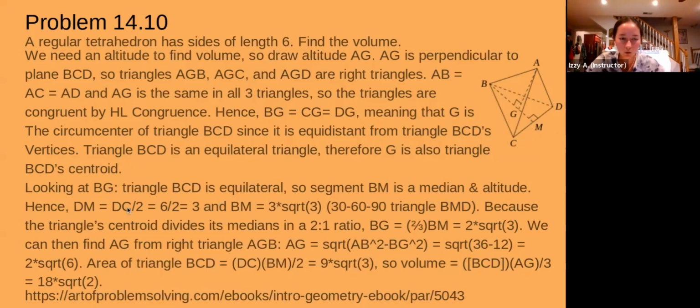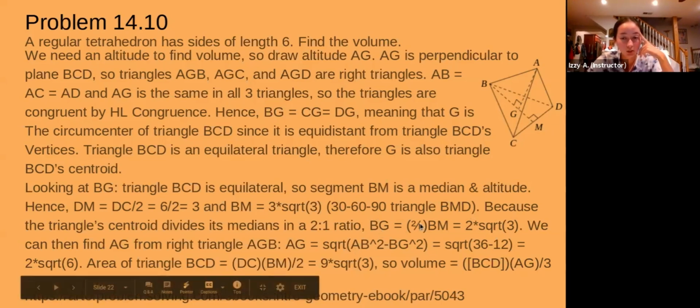Hence, DM is equal to DC divided by 2, and that's going to be 6 divided by 2, which is 3. And BM is equal to 3 times the square root of 3, and that's a 30, 60, 90 triangle BMD. Because a triangle centroid divides its medians in a 2-to-1 ratio, BG is equal to 2/3 of BM, which is equal to 2 times the square root of 3.